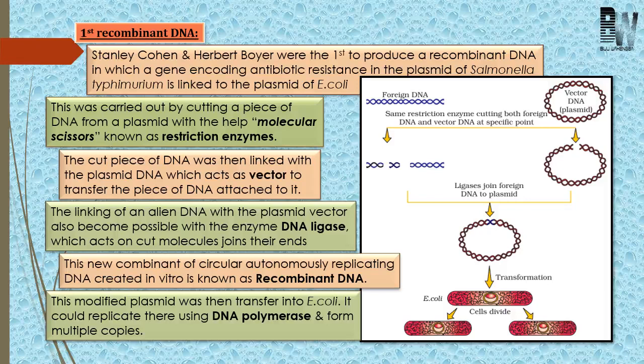When this recombinant DNA is transferred into the E. coli, the E. coli will definitely become resistant to that particular antibiotic. And not only this, the recombinant DNA will also replicate with the help of host polymerase enzyme and can form multiple copies. So this is how recombinant DNA technology takes place.